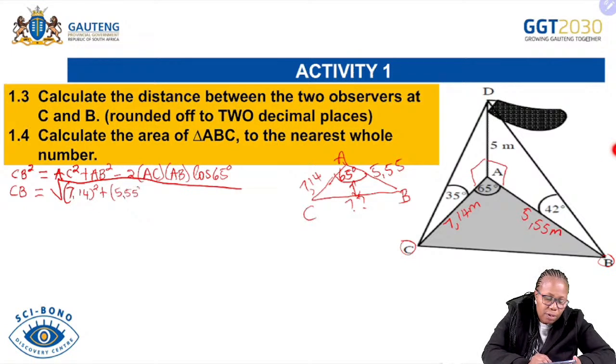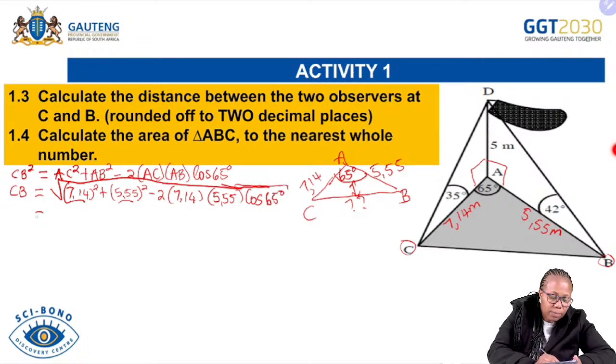5,55, this is also squared, minus 2. AC comes in, 7,14. Remember, it must be exactly like that one. And then the AB is 5,55, exactly like the second bracket here. And then we have the cos of 65 degrees. The square root is for the whole thing.